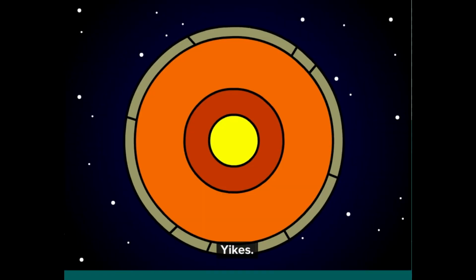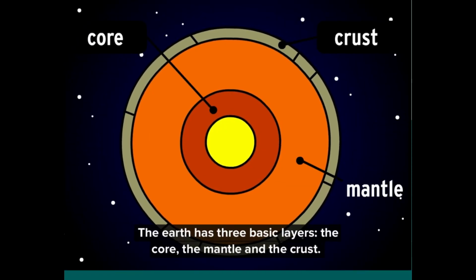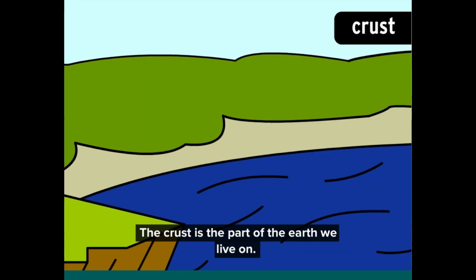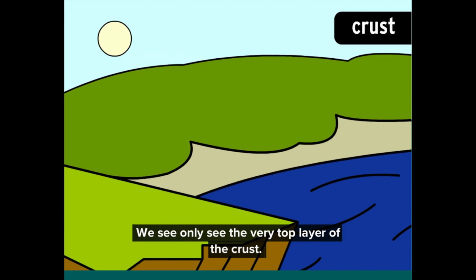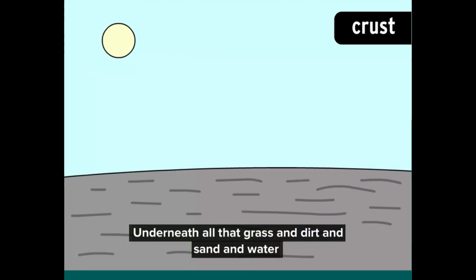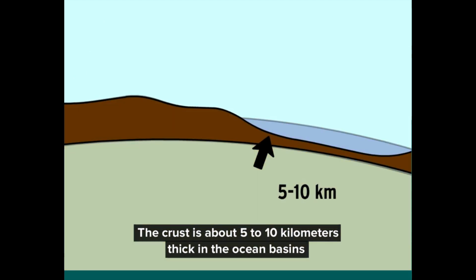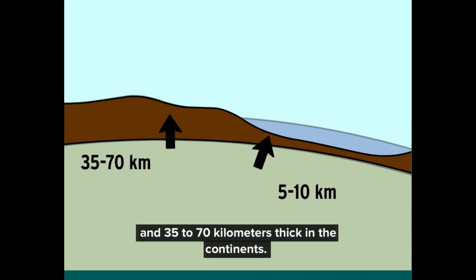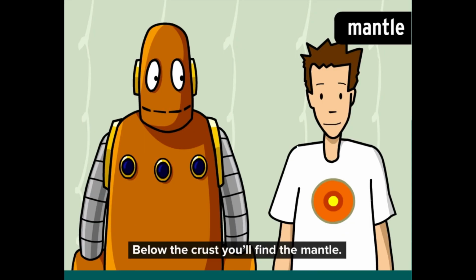Yikes. The Earth has three basic layers: the core, the mantle, and the crust. The crust is the part of the Earth we live on. We can only see the very top layer of the crust. Underneath all that grass and dirt and sand and water and stuff is a layer of hard rock. The crust is about 5 to 10 kilometers thick in the ocean basins and 35 to 70 kilometers thick in the continents. Below the crust, you'll find the mantle.